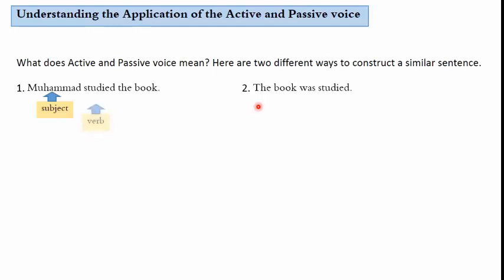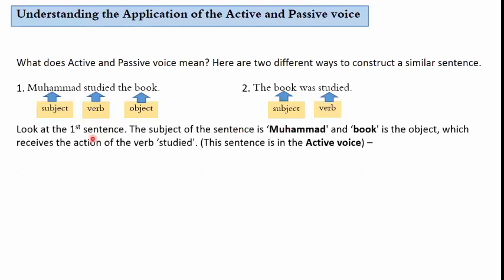Muhammad is the subject, studied is the verb, and the object is the book. Okay, this is English. In the other section, the book was studied, the book is the subject, and was studied is the verb. Okay, let us get an explanation. Look at the first sentence. The subject of the sentence is Muhammad, and the book is the object, which receives the action of the verb studied. The book is what received the action.